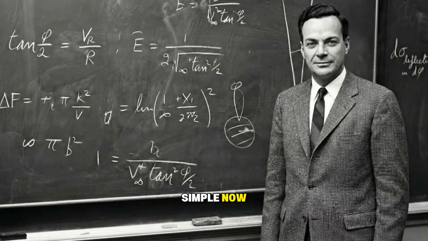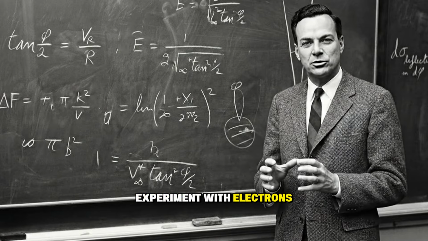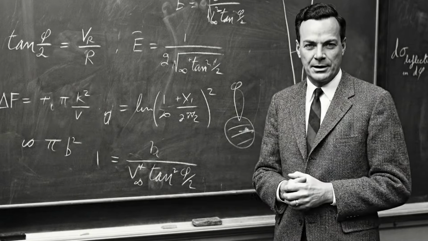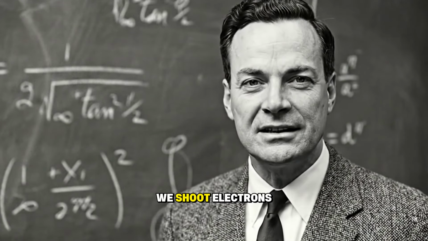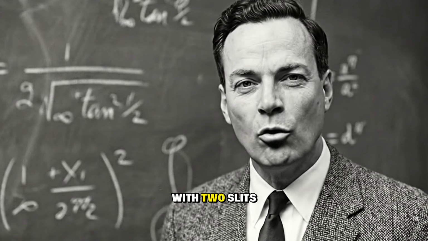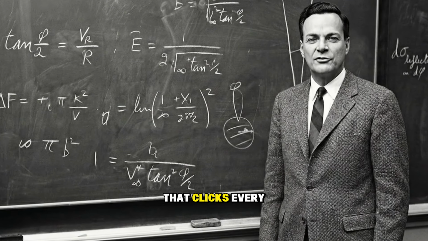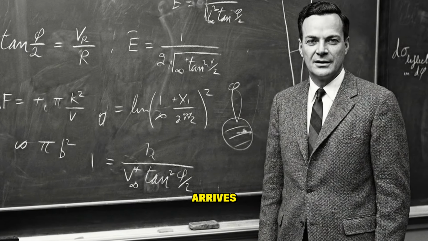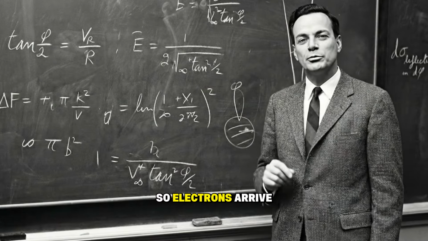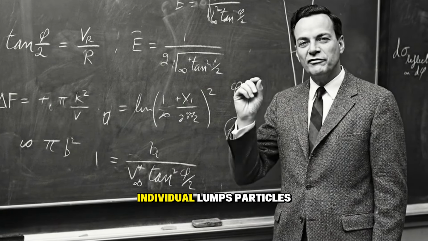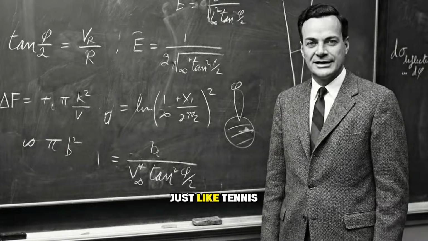Simple. Now, forget tennis balls. Let's do this experiment with electrons. Tiny, tiny particles, the smallest bits of matter we deal with in everyday physics. We shoot electrons at a barrier with two slits, very thin slits, and we have a detector behind that clicks every time an electron arrives. Each click is the same, never half a click, so electrons arrive as whole things, individual lumps, particles. Good. Electrons are particles just like tennis balls.